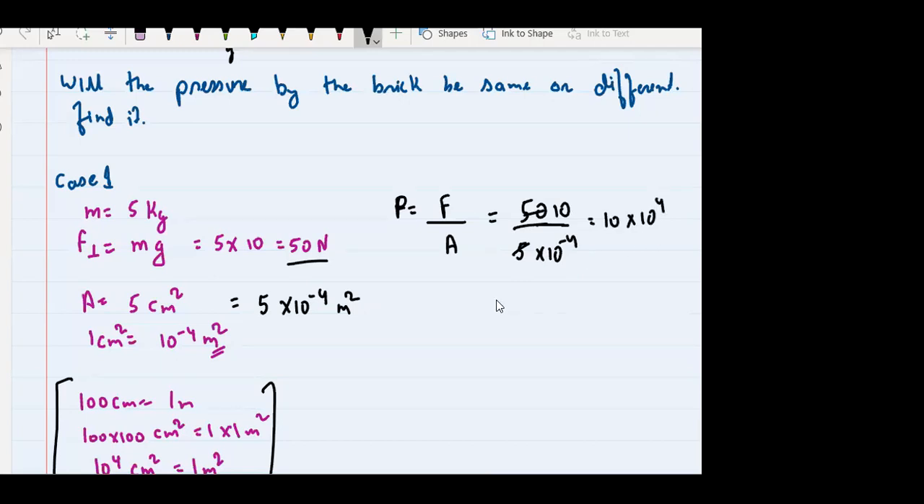Yes, so sir, 10 to the 5 will be 100. Sir, 10 to the power 5. 100 to the power, or just 10 to the power 5. Yes, sir. 10 to the power 5.